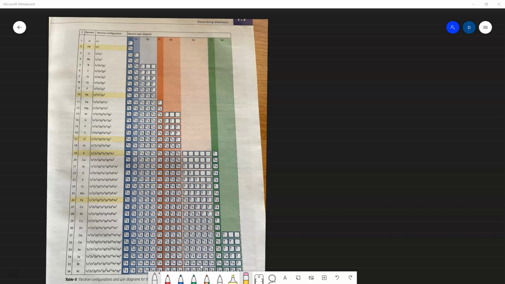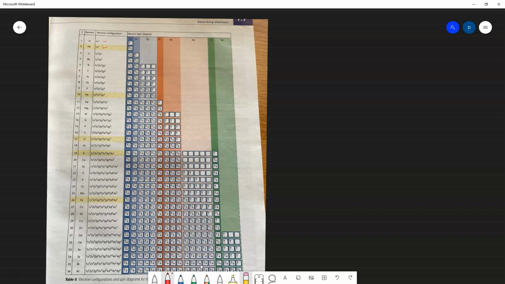So look at this table I found in a book. Next, in the next video, I'm going to explain what this up arrow and down arrow is. You have to understand this thing. So look at hydrogen first. You got 1s, and there's only one electron in 1s.